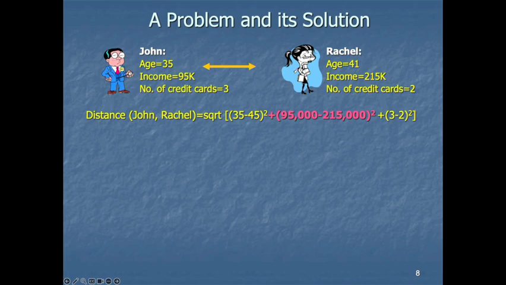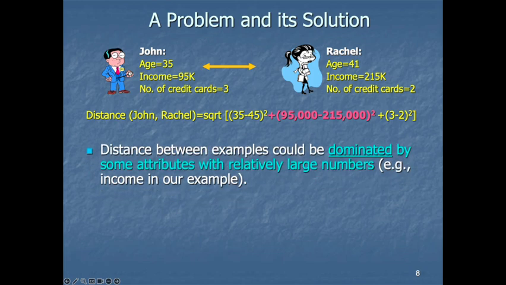Yeah, with normalization. We always have to normalize the values so that your distance will not be dominated by the attributes that have large numbers, for example, the income in this case. So you see, in the distance that I calculated there, the square root of 35 minus 45, and then 95,000 with 200,000. That attribute is affecting the distance very much, right? Because it adds a value in the thousands to the distance, and it negatively affects the distance calculations.